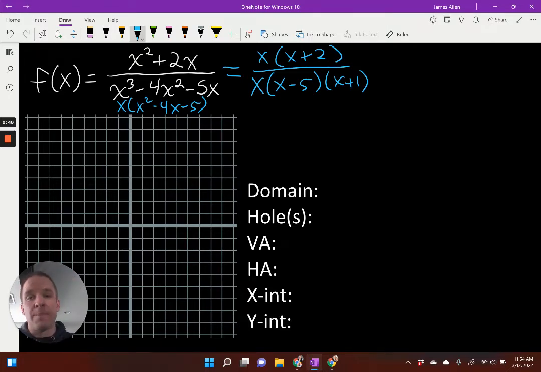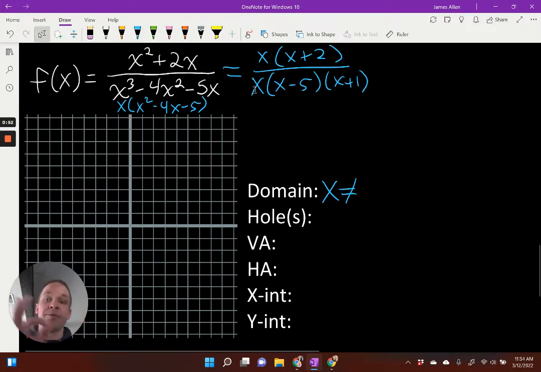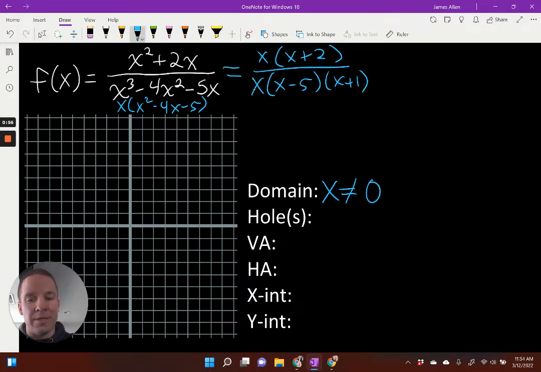We're good to go. Domain. First thing we're going to do, domain. Well, x cannot equal... Easy to see the 5 and the negative 1, but this guy right here, that x equals 0, if we were to set that factor equal to 0 and solve, it would be 0. We also need to avoid 0 for x. So 0, 5, and negative 1 would be our 3 domain restrictions. Woo! We got 3 there. That's what I'm talking about.